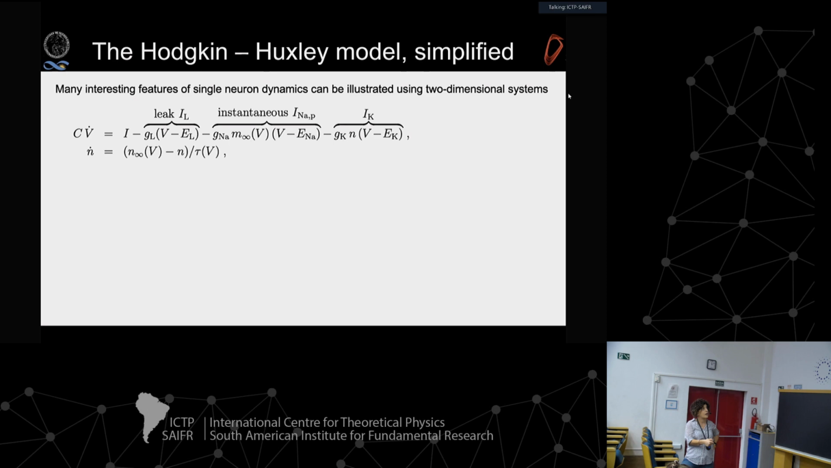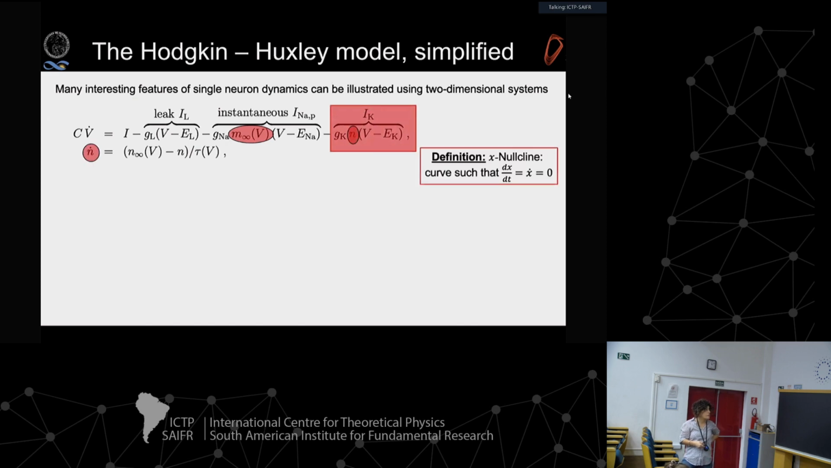So this has no dynamics. It's represented with a function of V. And then the only thing that I'm going to be modeling is the potassium current, with just n, no n to the 4th, okay? So how do I study this?